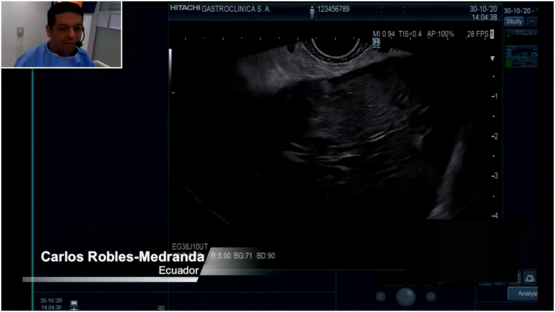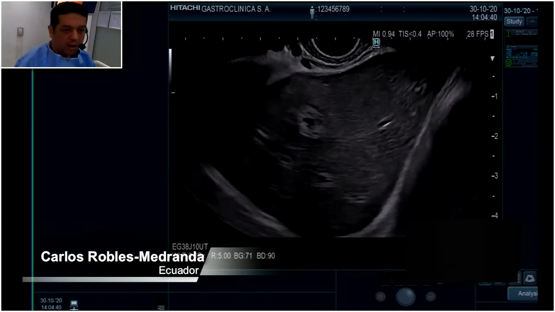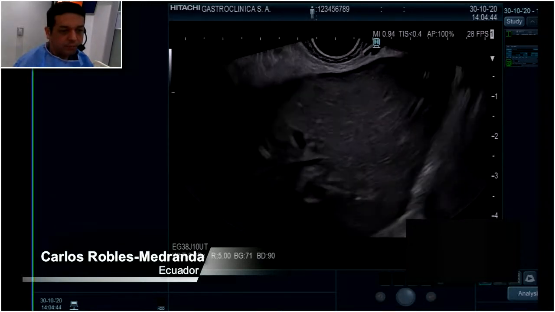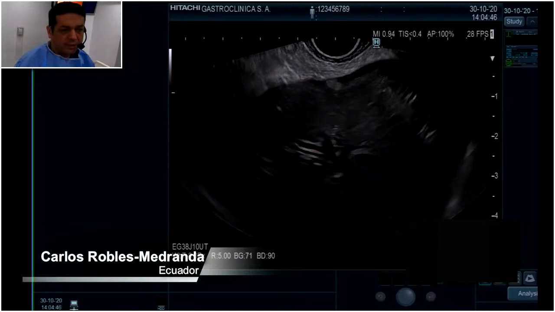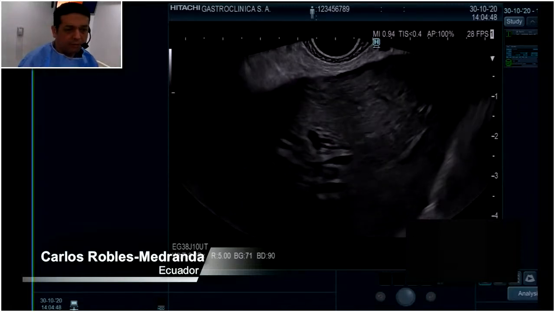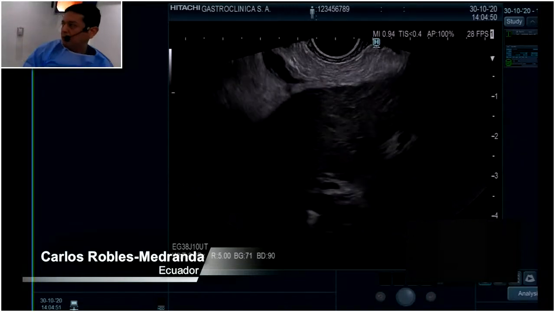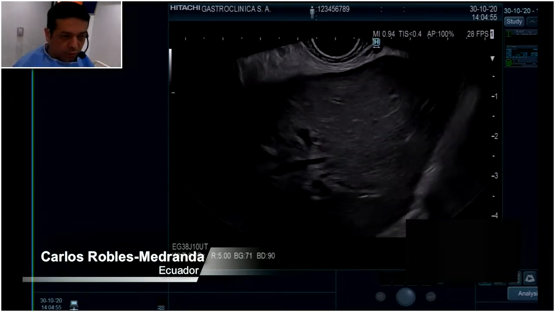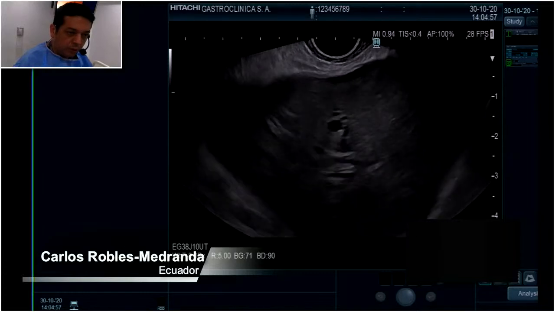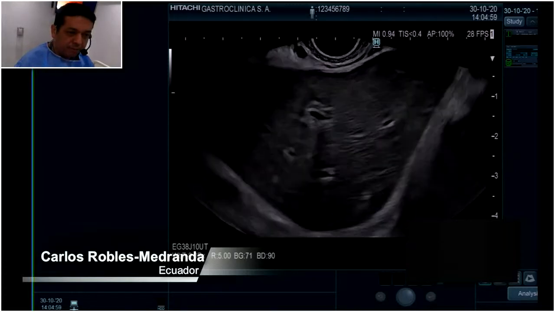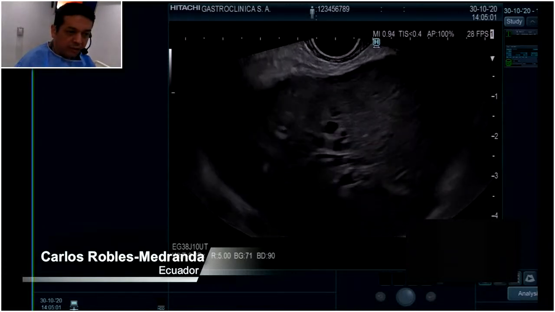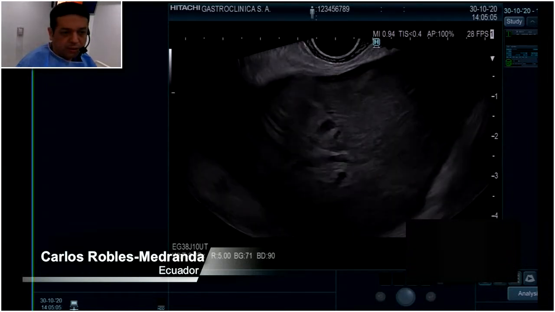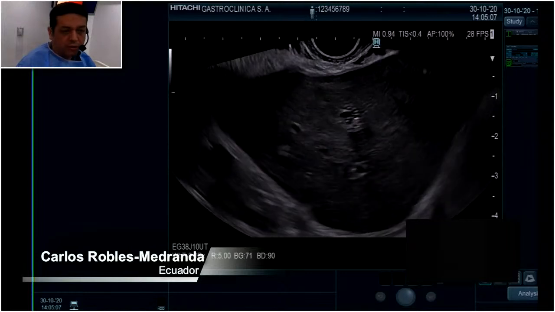So today we have a very nice case, and I would like to share it with you. This is a female patient, 52 years old. This patient has chronic liver disease, but the problem is that we don't have any etiology until now.